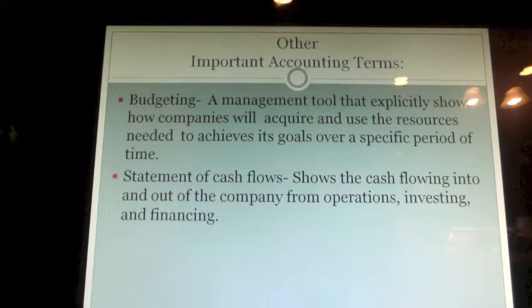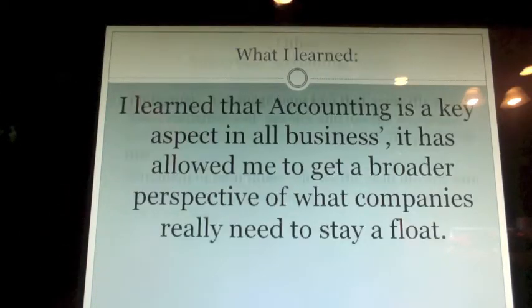Some other important accounting terms that you guys should know. Budgeting, a management tool that shows how companies will acquire and use the resources needed to achieve its goals over a specific period of time. Next is the statement of cash flows. That shows cash flowing into and out of the company from operations, investing, and financing.